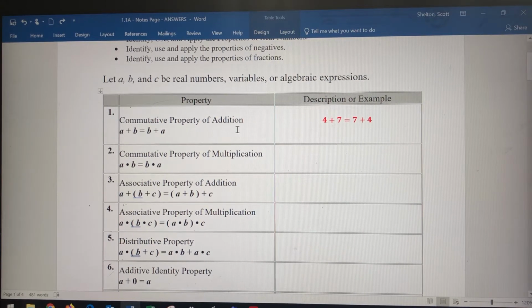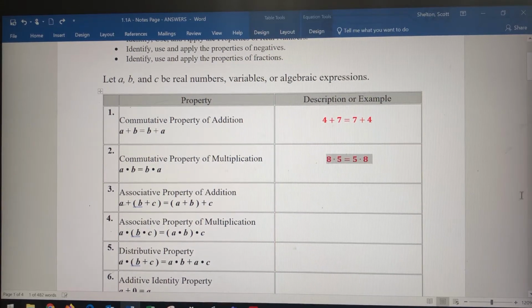It doesn't work for subtraction. Okay. The commutative property works for addition here, and then multiplication in number 2. All right. Commutative property of multiplication, same kind of thing. Let's say a is 8 and b is 5. Well, it doesn't matter the order in which you multiply the 2 numbers 8 and 5. You're going to get 40. Okay. So commutative property works for addition, but not subtraction. Commutative property also works for multiplication, but not division. 8 divided by 5 is not the same thing as 5 divided by 8. Okay. So that's the commutative property.